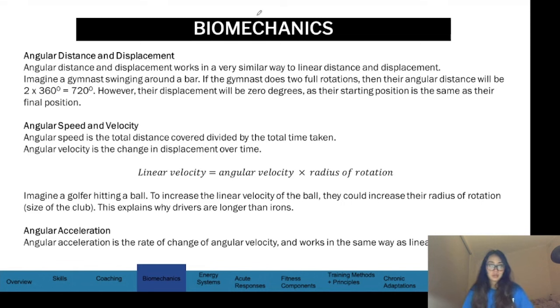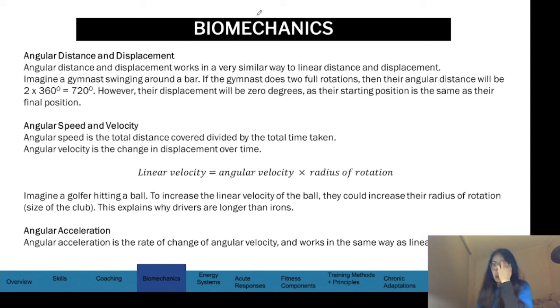So if you want to hit the ball further when you're playing golf, you've got your golf club. If you hit it and you don't have much of a backswing, you're not increasing your angular velocity, right? You're just hitting it small. But if you increase your angular velocity and radius of rotation, so angular velocity is how fast you hit it, if you hit it faster and you increase your radius of rotation with a bigger backswing, you can actually hit further.